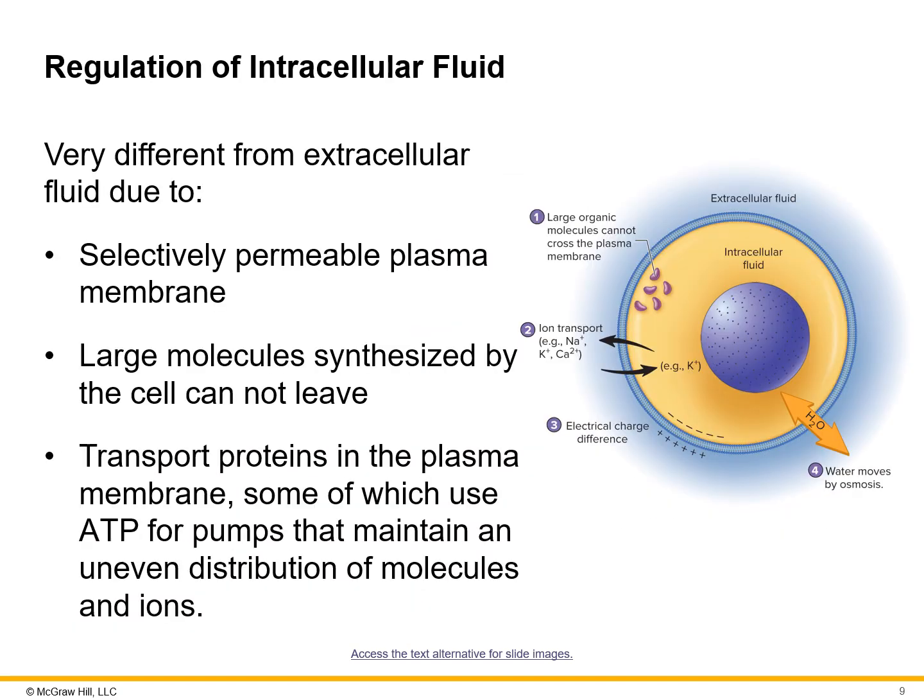So if we look at the regulation of the intracellular fluid, again, it's very different than the extracellular fluid due to selective permeability. Only some molecules can cross; larger molecules can't leave, even if they're hydrophobic, they're just too big. So we have these transport proteins in the membrane. Some require energy, so they use ATP to go against the gradient. That's active transport, and like the sodium potassium pump, it helps to keep that uneven distribution.